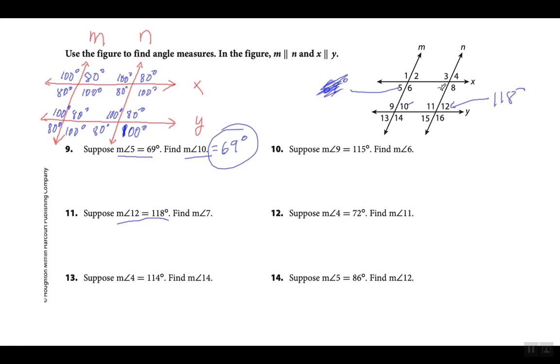All right, that's just like the one I just did. I was hoping for a different one. But okay, 12 and 7, if I look over here, that's this one and this one. Those are also equal. Those are equal. Esos son igual, so it's also 118.